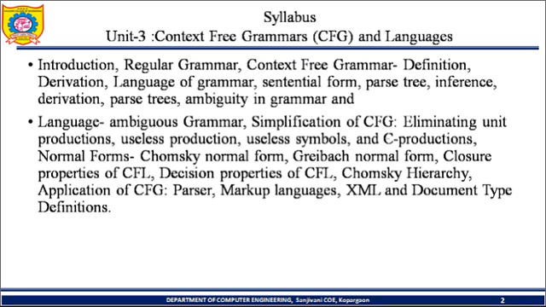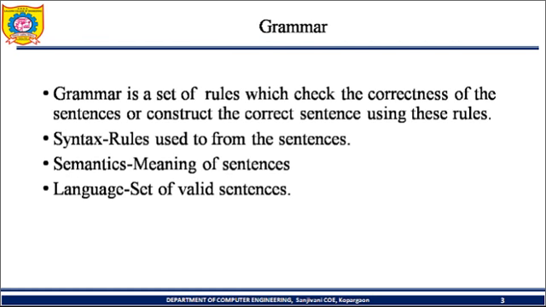After that, how to remove the ambiguous grammar, how to perform the simplification of the CFG by eliminating unit production, useless symbol and useless production, as well as epsilon production. Normal forms, in that we want to discuss CNF and GNF normal form, closure and decision properties of CFL, Chomsky hierarchy, application of CFG. So these points we want to cover as part of the third unit. So first of all, we'll see what we mean by grammar.